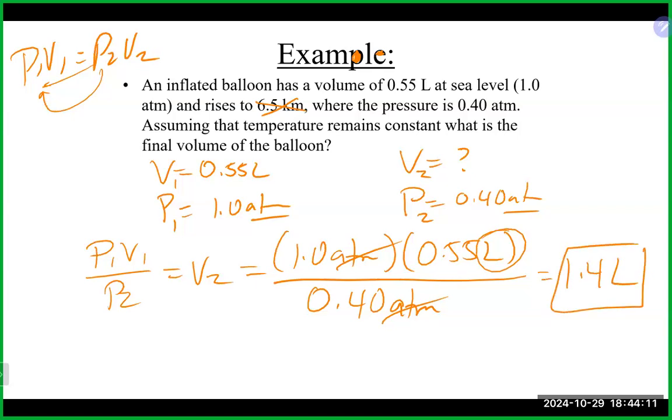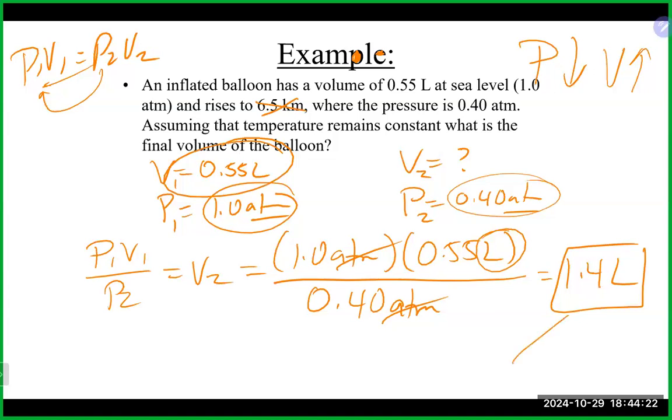Once again, if we want to make sure we're on the right track, our pressure started at 1 and ended at 0.4. In this case, our pressure went down, which means our volume should go up. It started at 0.55 and went up to 1.4. So that makes sense based on the Boyle's Law relationship. Any questions on Boyle's Law there?